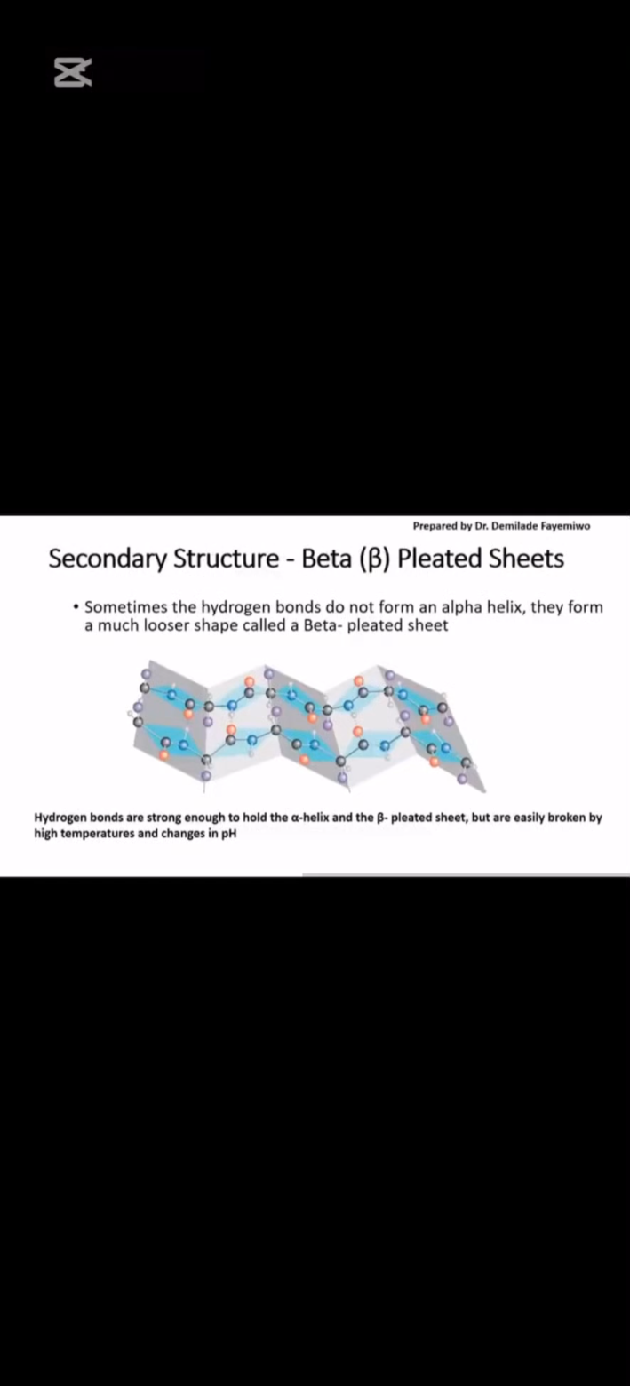These hydrogen bonds are strong enough to hold them in shape, but they can easily be broken by high temperature and changes in pH. This is very important because you will find in some CIE past questions you are asked to state what is responsible for breaking a particular type of bond in a protein structure.